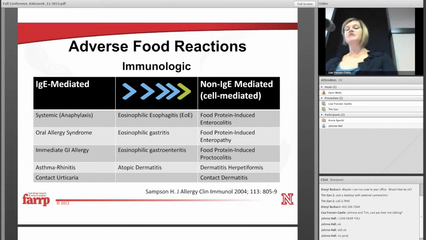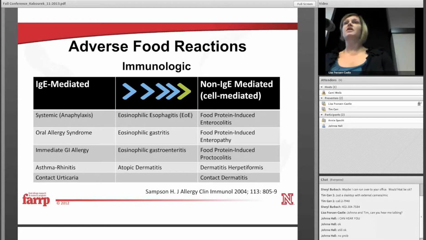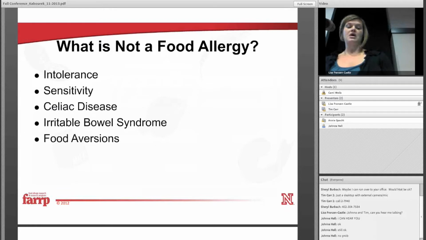And then some non-IgE-mediated, you may see too, food protein-induced enterocolitis or FPIES. That generally involves newborn infants, from about 6 to 8 months, maybe when they're introduced into a formula-fed diet. They get kind of like shock syndrome. It's very scary, very serious, but very rare also. So what is not a food allergy? A lactose intolerance or another kind of intolerance to a food, a sensitivity to a food, celiac disease, irritable bowel, food aversions. If you do not like a food, you are not allergic to it.